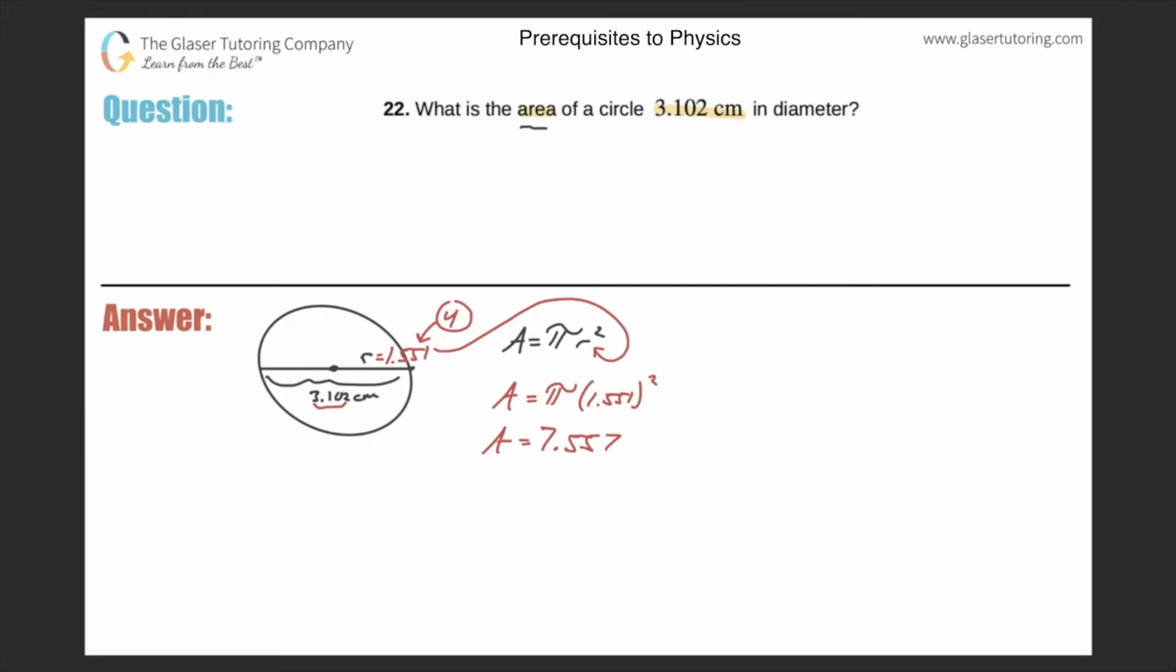Now just remember, I didn't even include the units here, but what was given was centimeters. So if the diameter was in centimeters and I just divided it by 2, the radius was in centimeters, and the centimeters would have been squared, and therefore my units here would have been centimeters squared. And that should be the final answer.